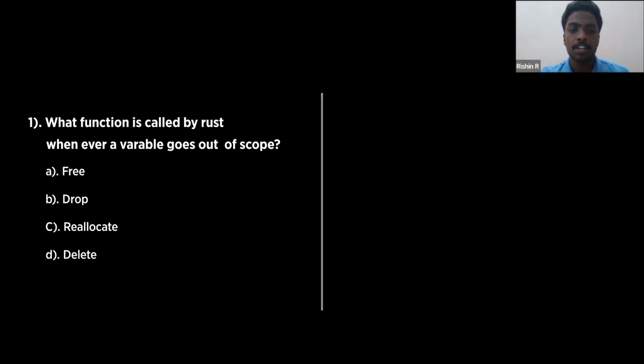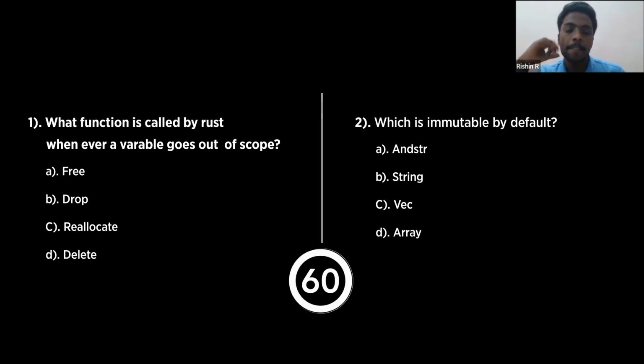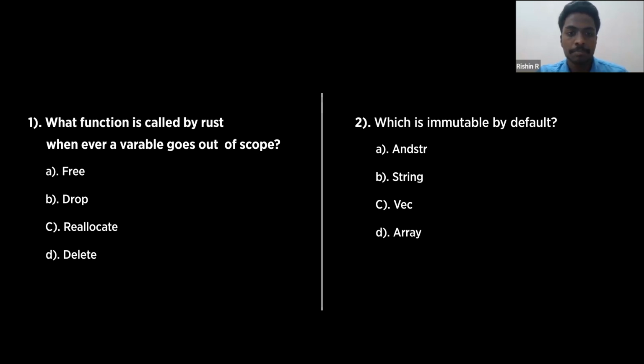The second question is, out of the following, which is immutable by default? &str, String, Vec, array. Okay, it's time to close the boards. I'm going to share the results with you.